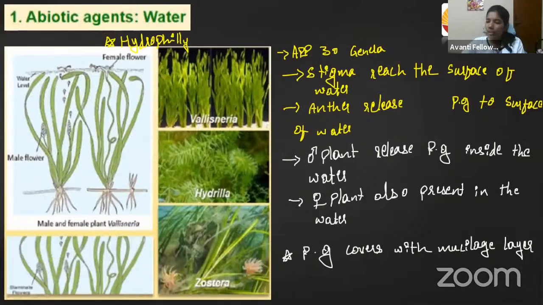And the examples, you can see in the image, right? Can you guys see the image? Vallisneria, hydrilla and zostera. These are all the examples. So do you understand how the abiotic agents help in pollination? Do you guys understand? Yes? Okay. Pratiksha is saying yes.